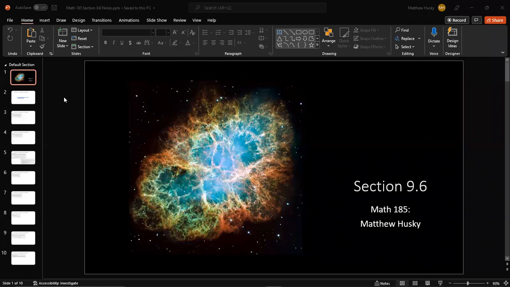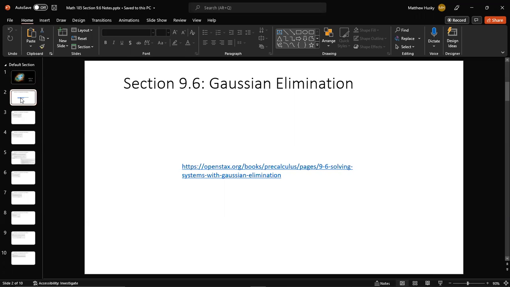Hello, hello, everybody. Let's look at 9.6 here. This section is about something known as Gaussian elimination.